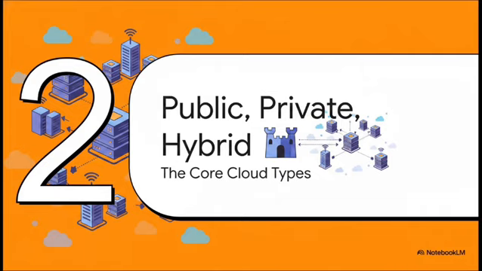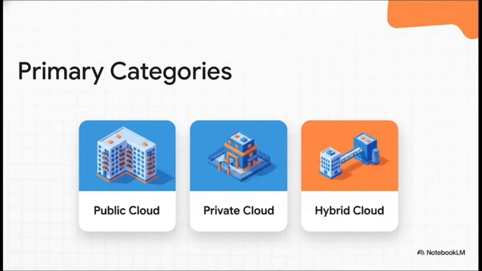Moving right along to Section 2, public, private, and hybrid, the three core cloud types. You know, not all clouds are built the same way. When an organization decides to migrate their infrastructure, they really have to choose between three primary deployment models: public, private, and hybrid. You can kind of think of these as different types of digital real estate that you can either lease or own. And each of these models carries incredibly unique implications for cost. We're talking specifically about the shift from massive upfront capital expenditures to much more flexible operational expenditures. Plus, there's strict considerations for data security, compliance, and overall dynamic scalability.